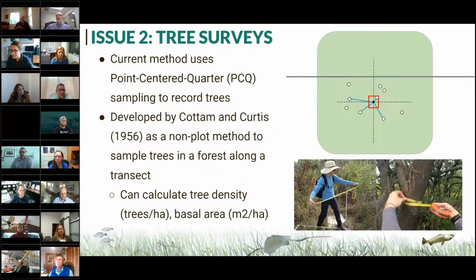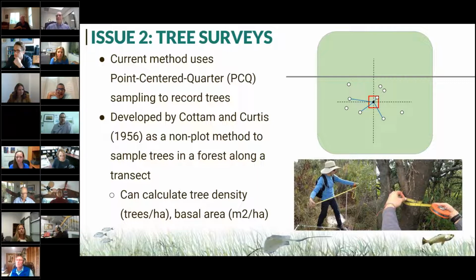But at this point, I want to hand it over to Kara, who will talk about proposed changes to the tree surveys. Thanks, Marcus. So with the tree surveys, I'm actually proposing measuring more trees. So I think we were oversampling the basal cover of the vegetation, but undersampling the trees.